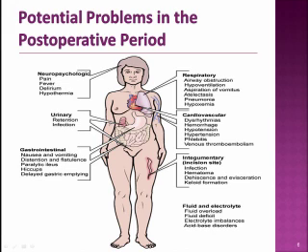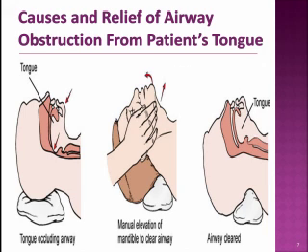Airway obstruction: blockage of the airway by the patient's tongue, supine position, extremely sleepy patient. The base of the tongue falls backward against the soft palate and includes the pharynx. It is most pronounced in the supine position and in the patient who is extremely sleepy after surgery. Causes and relief of airway obstruction from the patient's tongue.